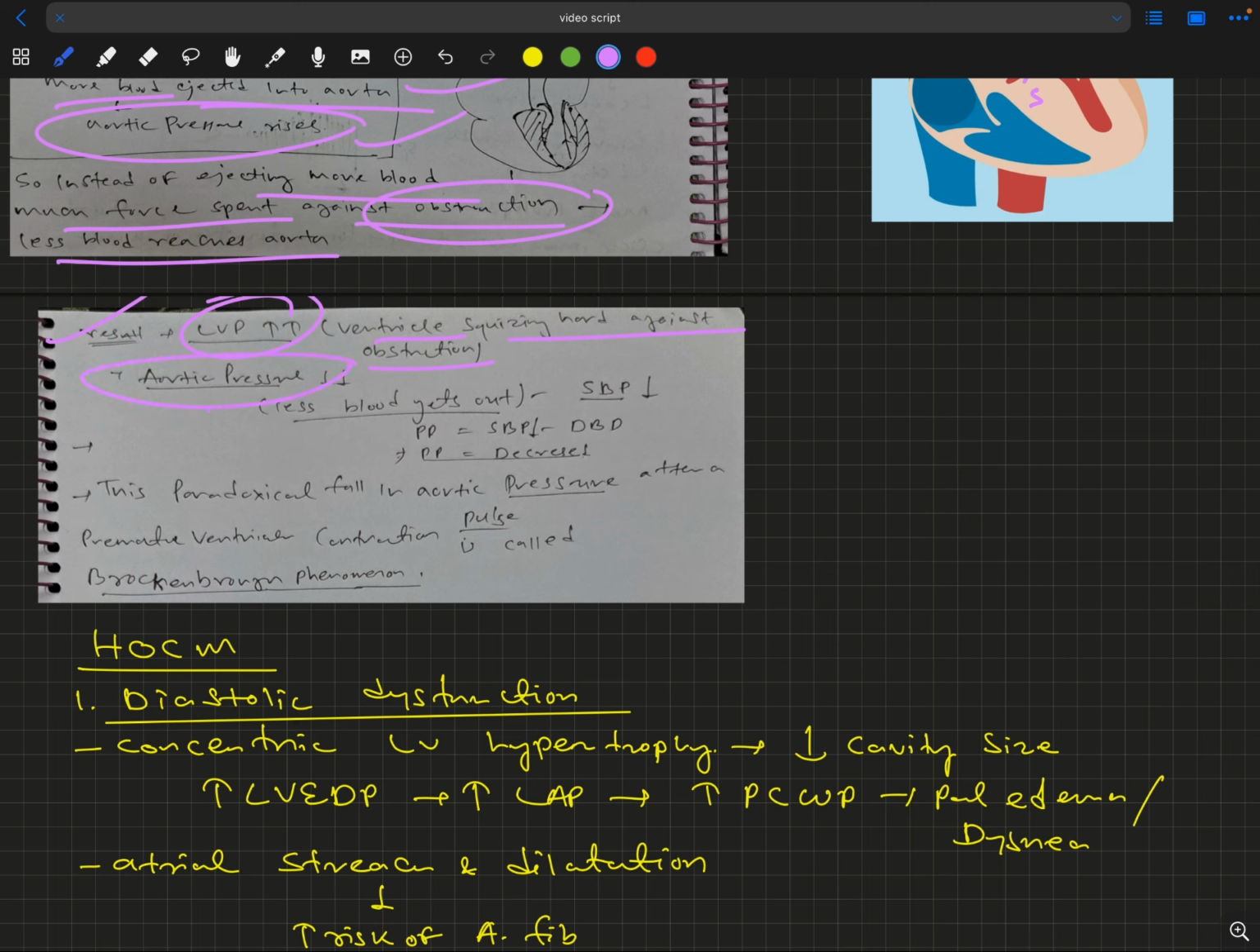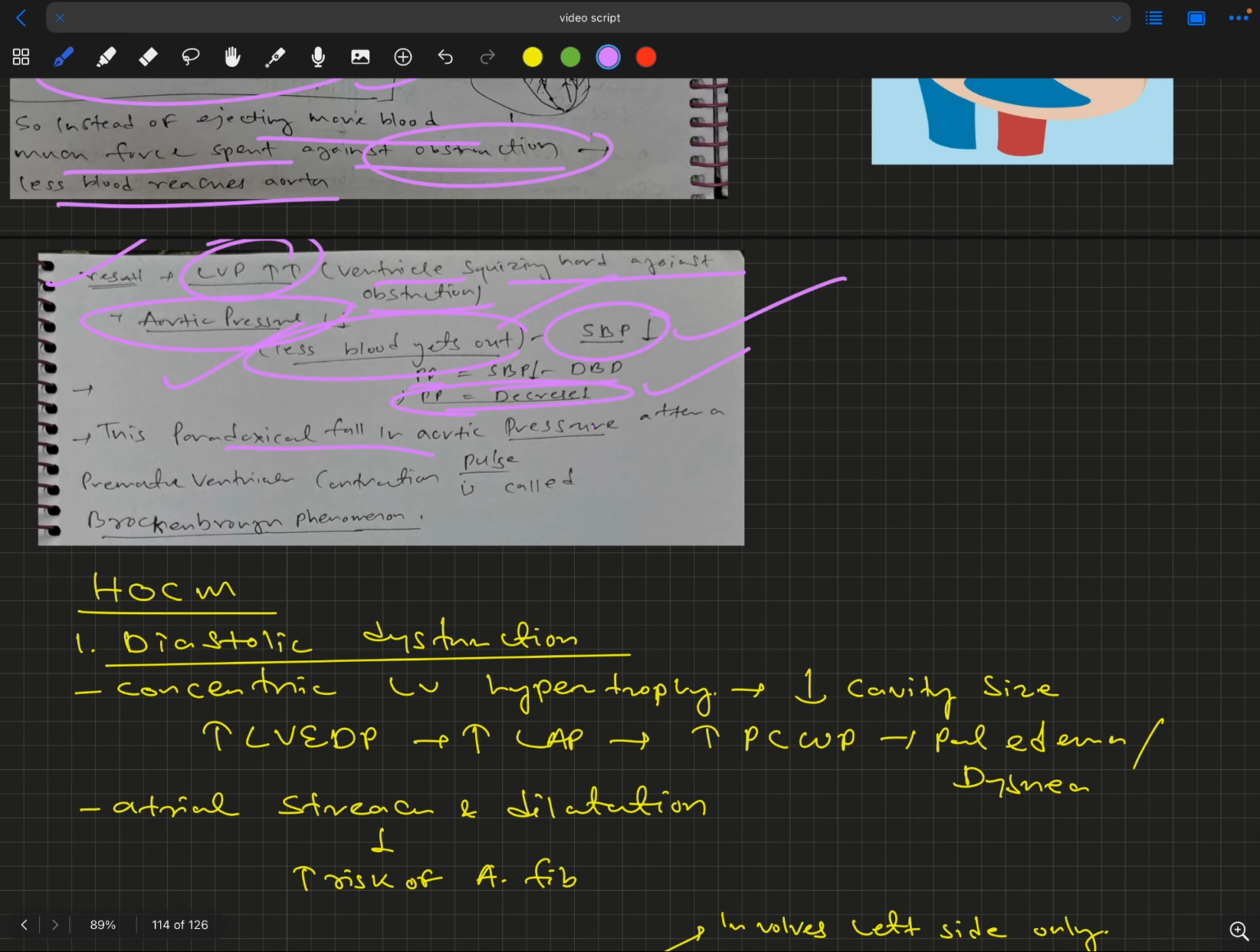The aortic pressure will fall, so less blood gets out. There will be a decrease in systolic blood pressure, so pulse pressure is decreased. Pulse pressure is systolic minus diastolic blood pressure. So following a premature ventricular contraction, normally blood pressure is increased, but in case of hypertrophic cardiomyopathy, due to decrease in systolic blood pressure, the pulse pressure will decrease following a premature ventricular contraction. This paradoxical fall in aortic pressure after a premature ventricular contraction is called Brockenbrough phenomenon.